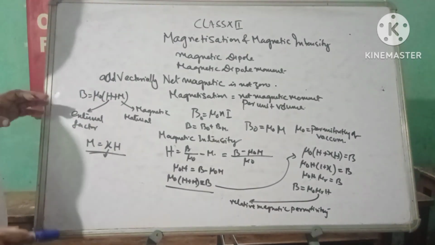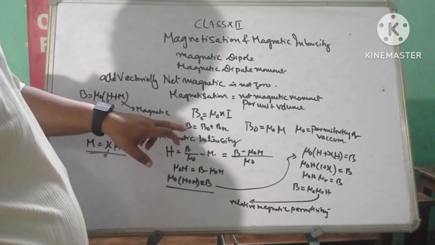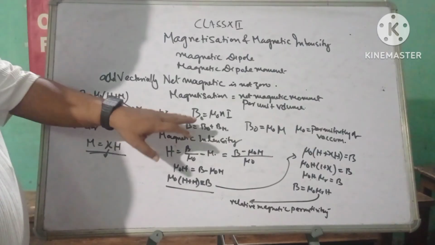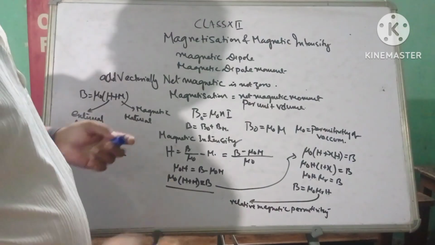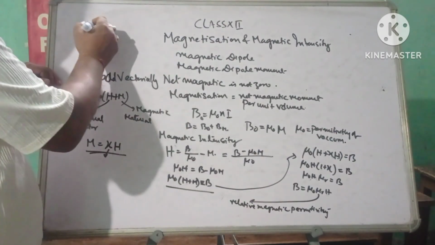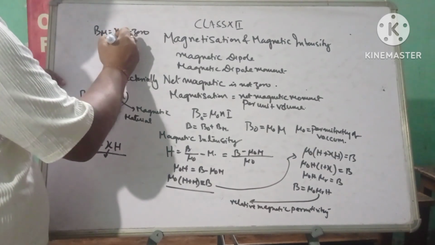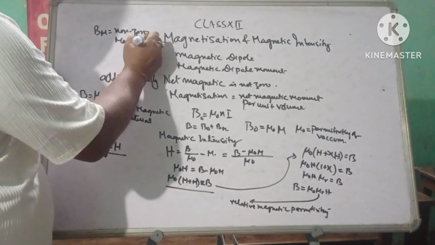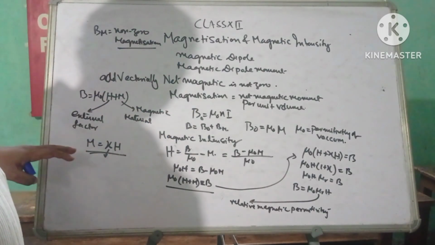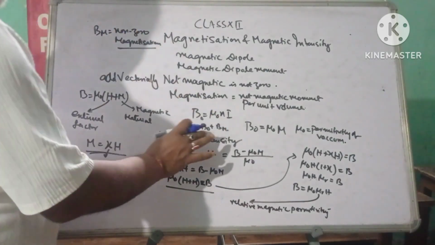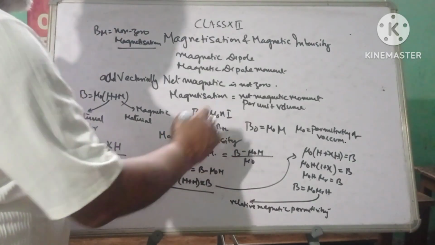So the main conclusion here is that this is a solenoid, and inside we put a material of non-zero magnetization. Non-zero magnetization means it is a magnetic material. So if we place a magnetic material inside the solenoid, its magnetic field increases.